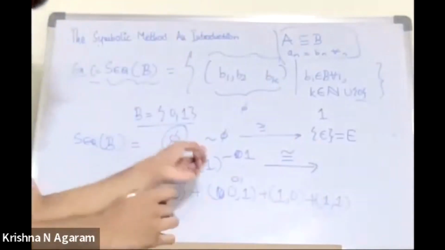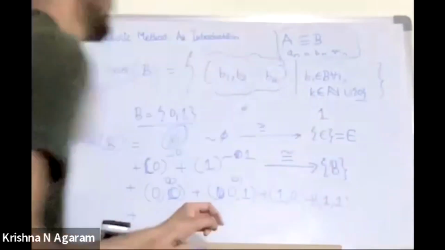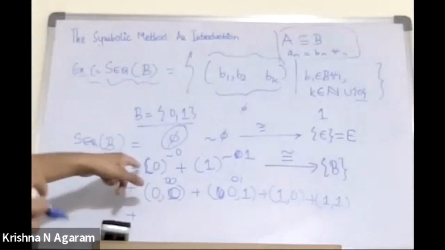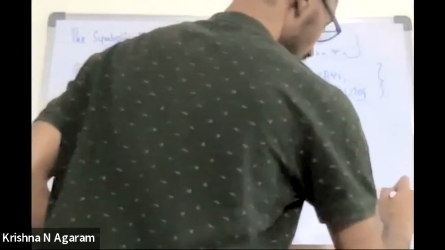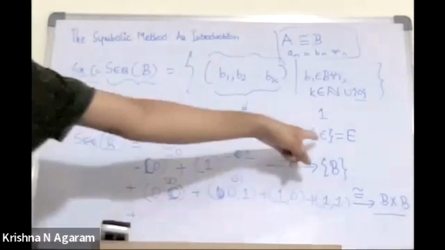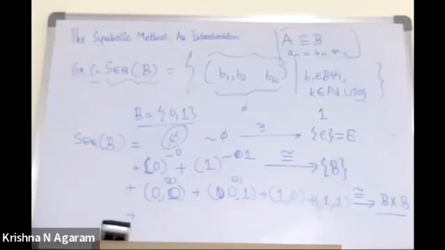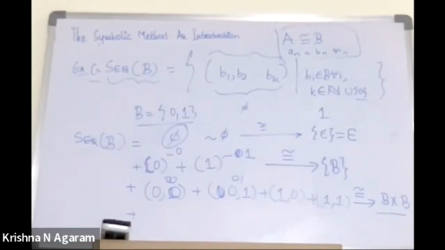Okay, and these one-size tuples are isomorphic to B, right? Nothing much, just remove the brackets. And these are isomorphic to this class, B cross B. Do you see that? Is it clear why these three are isomorphic to these? It's clear.